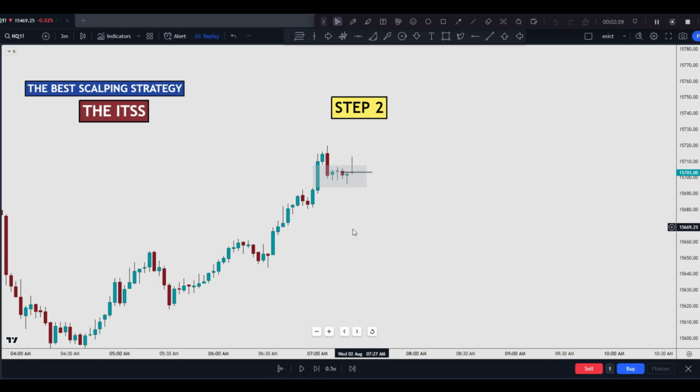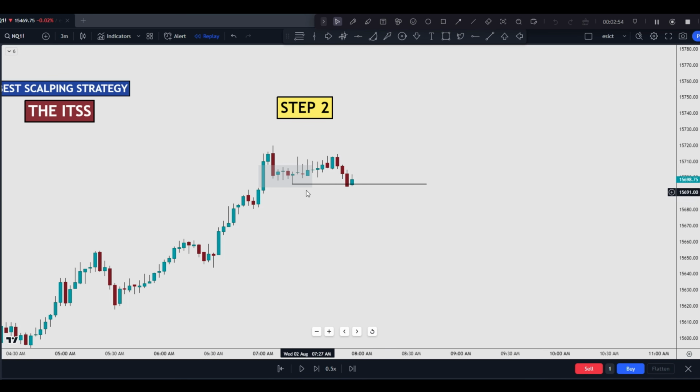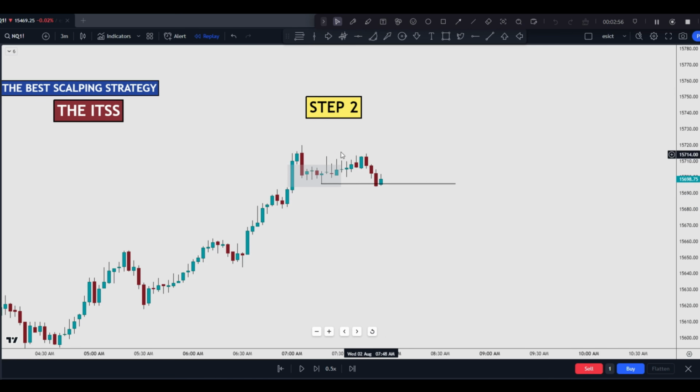Boom. Step two, you're going to draw a line on that low that filled it there, and then you're going to wait for that to be broken. You must see a close below the line. That's very important. A lot of times price will just wick below it, and then it doesn't offer a good scalping opportunity.